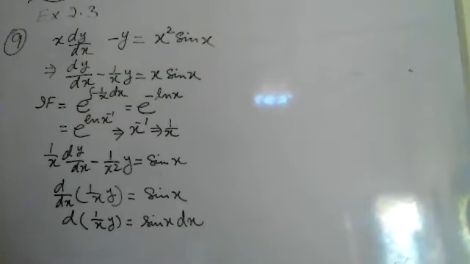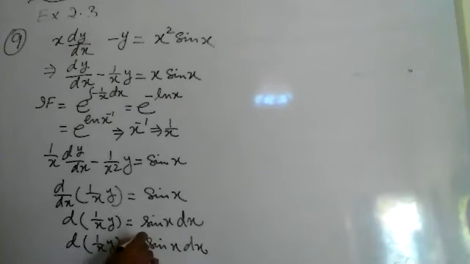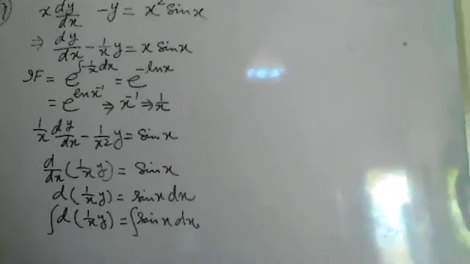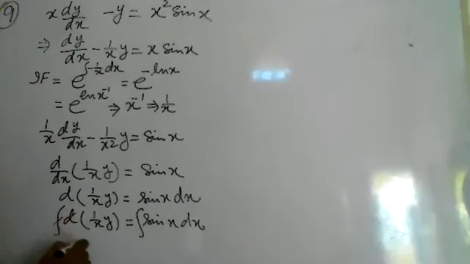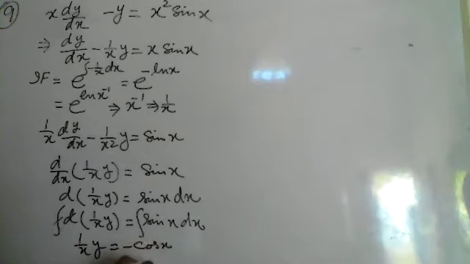Integrate it. Integrating both the sides, the derivative cancels, giving 1 over xy is equal to the integration of sine x, which is minus cos x, plus c. This is the final answer.